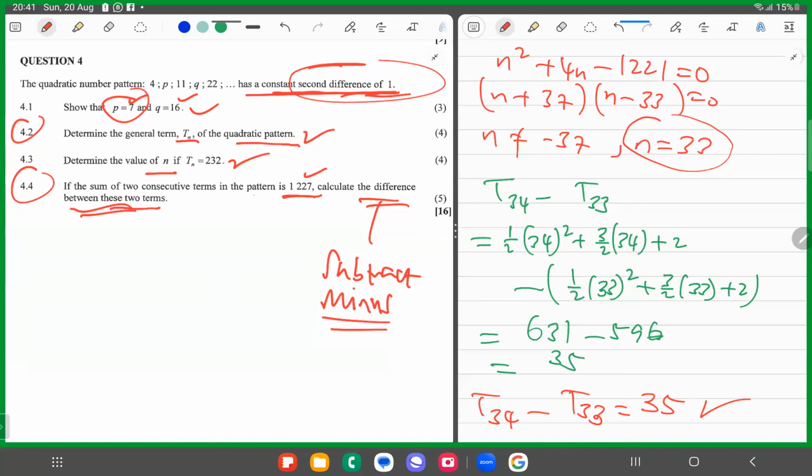Right, we've just done one question on the quadratic number patterns. This is a quadratic number pattern. All right, we've just solved the full question. And after having solved the full question, we're excited about it.